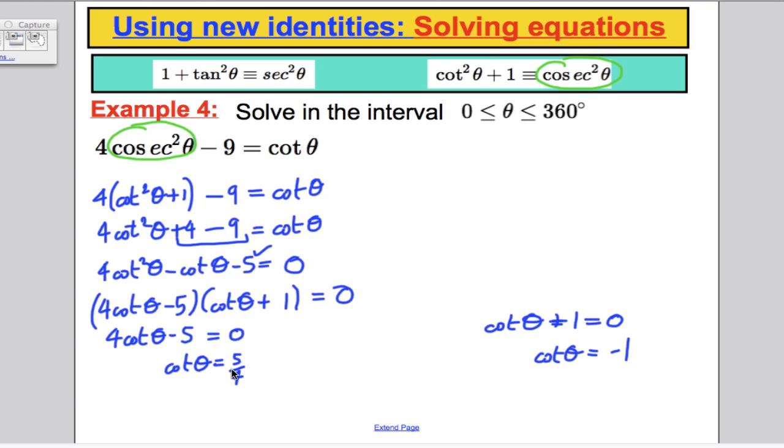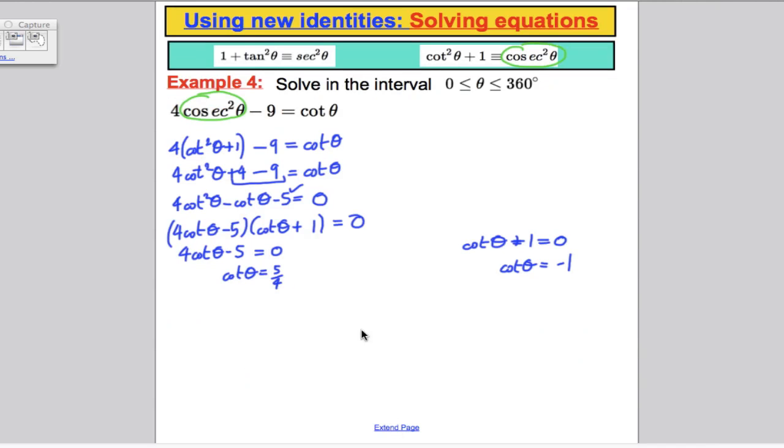Now what I'm going to do is solve those. I have to transfer back to tans here. If cot theta is 5/4, then tan theta is the reciprocal of this, which is 4/5. Similarly, if cot theta is -1, well, tan theta must be the reciprocal of -1, which is -1.